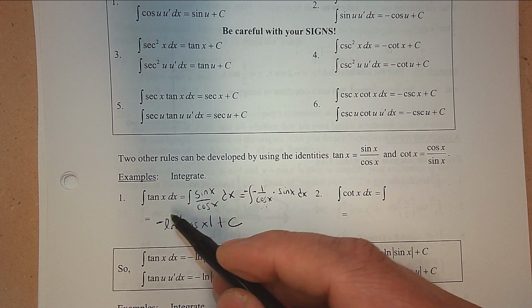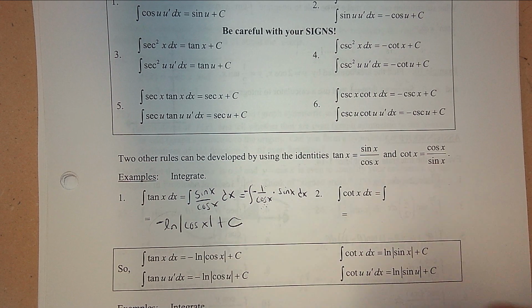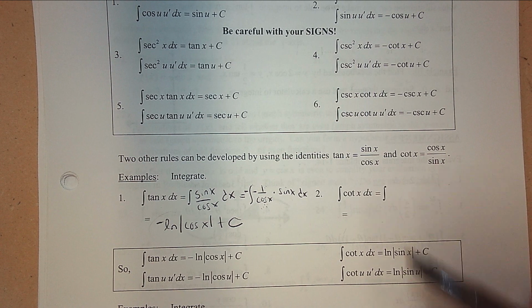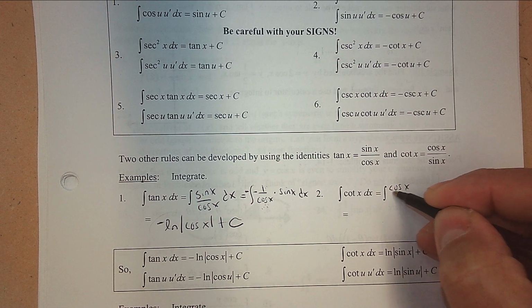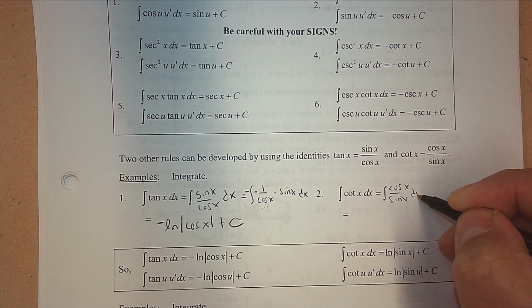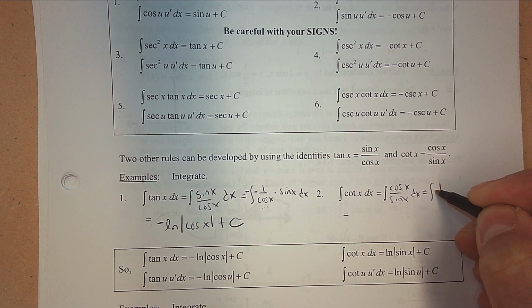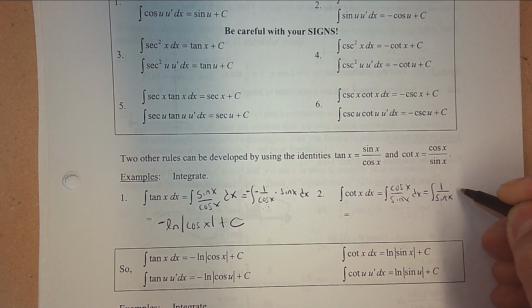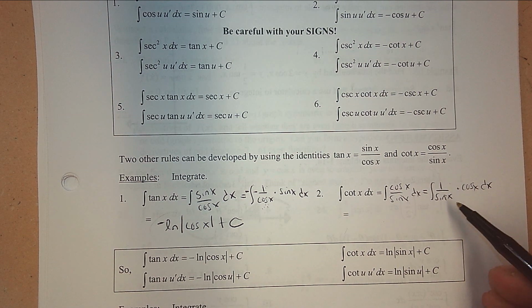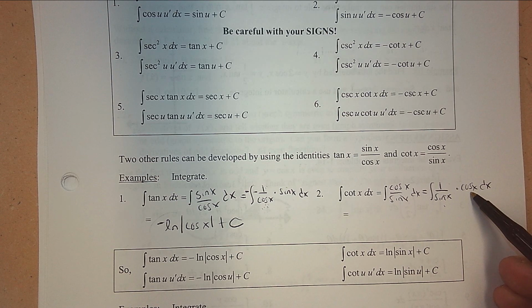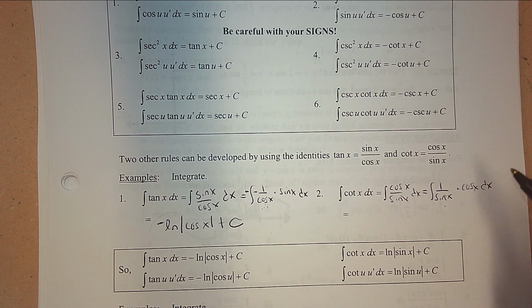So you know that is the rule for tangent, but now you know where it comes from. Here's cotangent. Same idea. Cotangent is cosine over sine, and we're going to write that as 1 over sine times cosine. Now in this case, the derivative of sine is cosine. It's not negative cosine, it's cosine. So the hook is there. I don't need to undo the negative or anything.